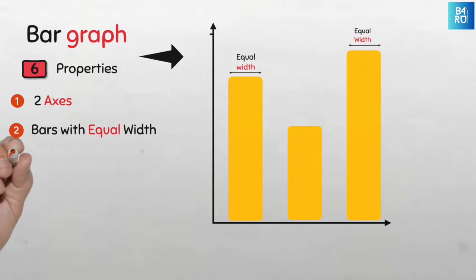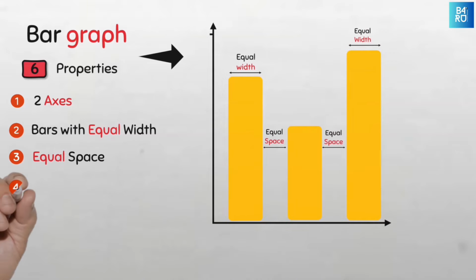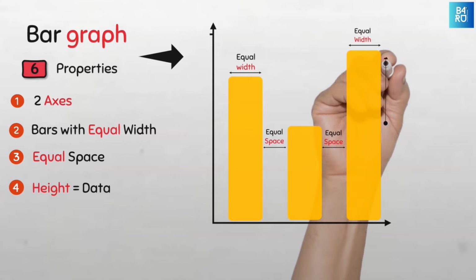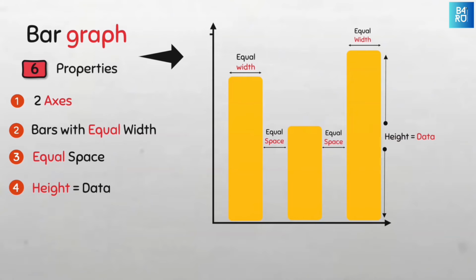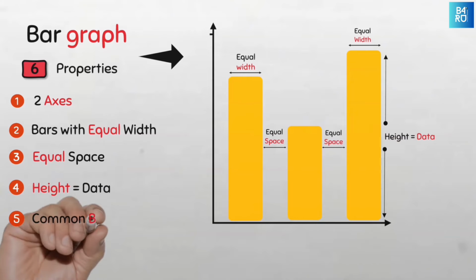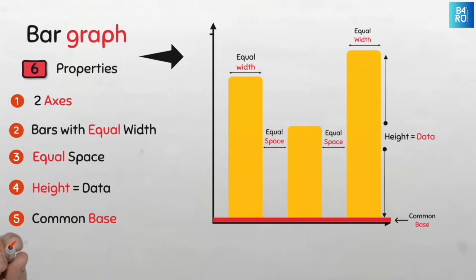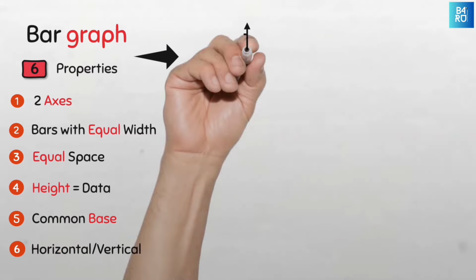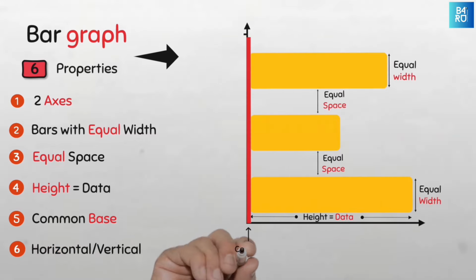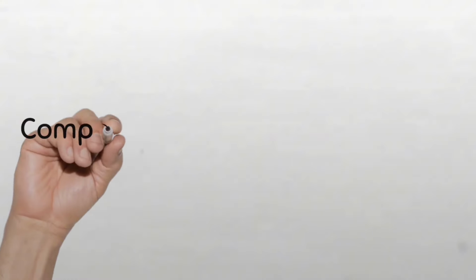And then number 3, all bars should have equal space between them. Number 4, the height of the rectangular bar should be equivalent to the data it represents. Number 5, the bars must always be on a common base. And then finally, the bars can be drawn either vertically like we have here or horizontally like this. Easy peasy.